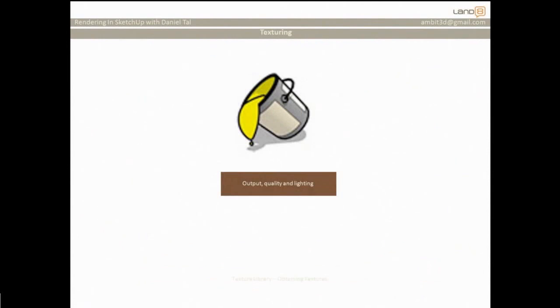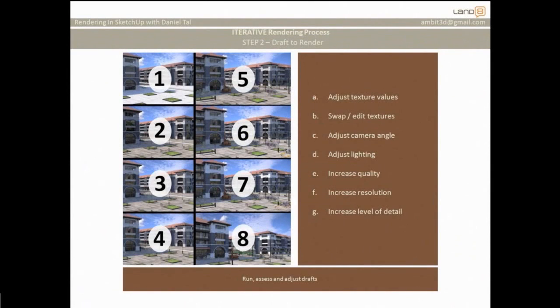I'm going to skip this for right now just because I'd like to keep going instead of doing that demonstration. I want to talk about step 2. So iterative draft process. Step 2 is you're going to run a series of draft renders. During this process, you're adjusting texture values or you're swapping out textures that don't work with an entirely new texture. You're also going to adjust the camera angles. You're going to adjust the lighting to tweak it. All these adjustments are done in SketchUp.